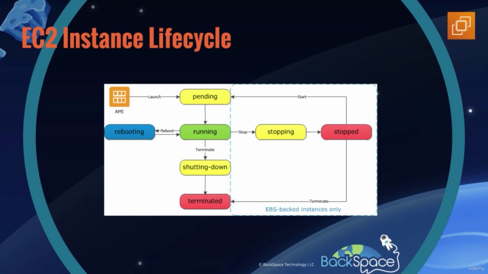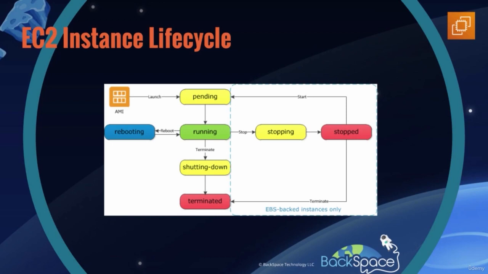Okay, so first off, we can use our AMI to launch an EC2 instance. While that instance is launching, it will have the state of pending. After a period of time, it will transition to the running state after it's done all of its checks. While it's running, we have an option to reboot the operating system. We can do that no matter what type of instance it is. It's simply an operating system reboot.